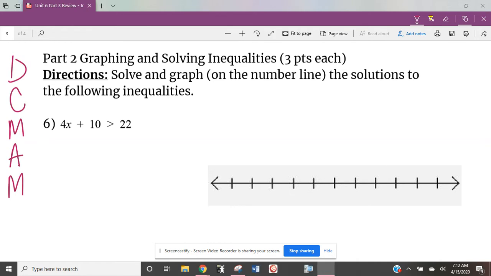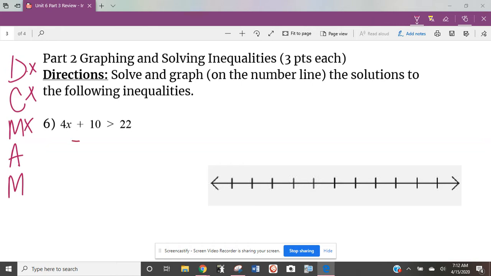Okay, so we do not have to do distributing. We don't have to combine like terms, and we don't have to move our variable. So we're going to start with adding or subtracting.